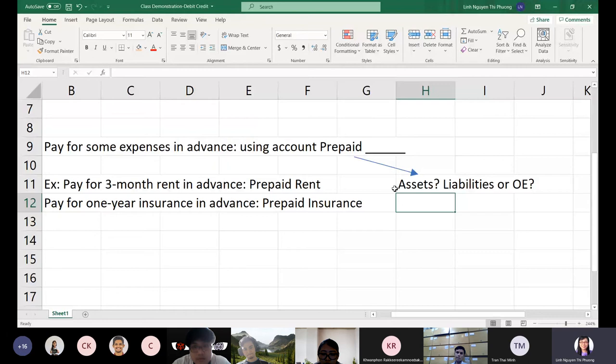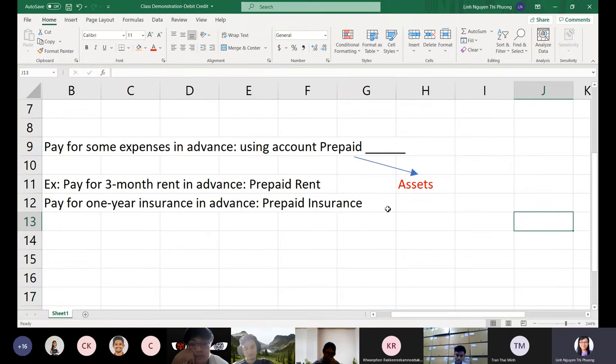All right. So the answer is an asset. Why is this an asset? Why is prepay expense an asset? Expenses is an owner equity account, remember? But prepay expenses, this is an asset. Why? Because it shows the benefit that the company will receive in the future.